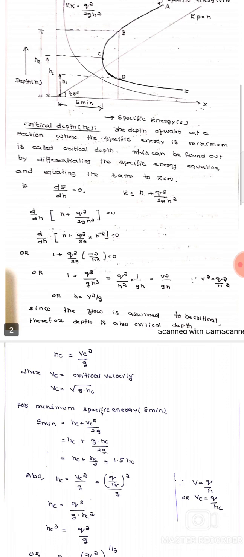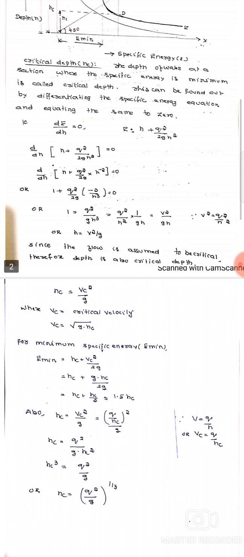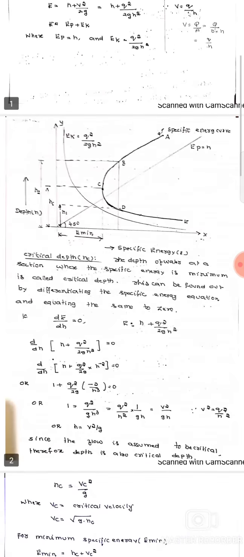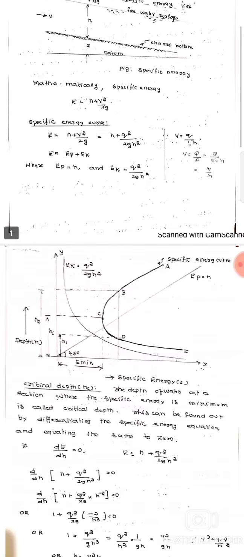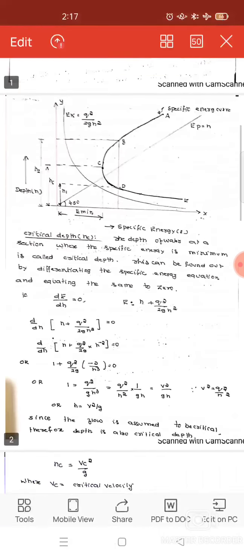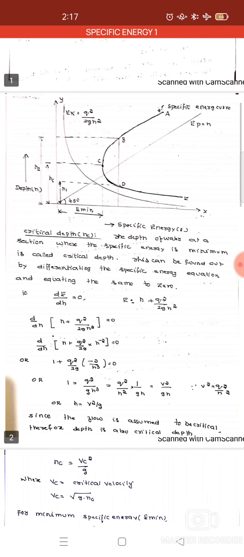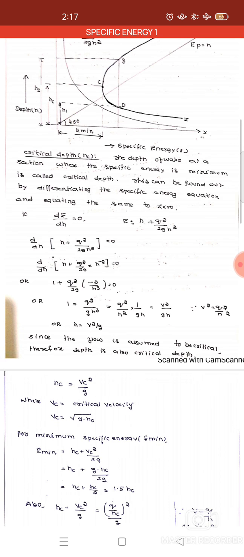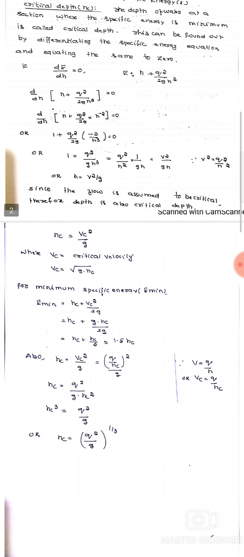It is a compulsory question. When they ask you for specific energy, they ask you the relationship between critical depth, critical velocity, and minimum specific energy. So these are the important points to remember in non-uniform flow, whether they ask you in terms of specific energy and the specific energy curve, or they ask you the relationship between critical depth, critical velocity, and minimum specific energy.